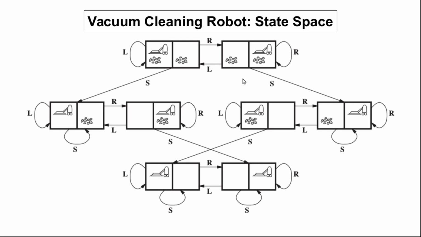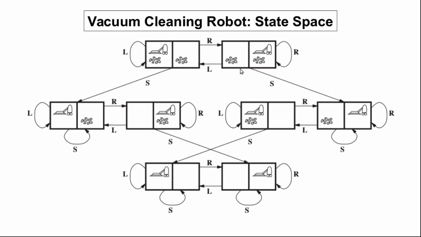Similarly, if we are in this state where both the rooms are dirty and the robot is in room B, and now if we try to move to the left, that will make the robot move to room A, and that's what the state is. Both the rooms are dirty and robot is in room A. So when we are in this state and we perform the move left action, from this state we will go to this state.